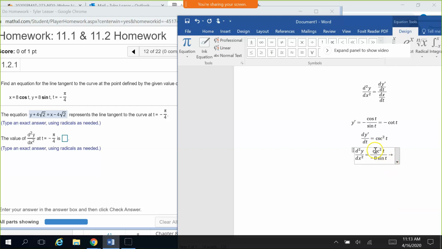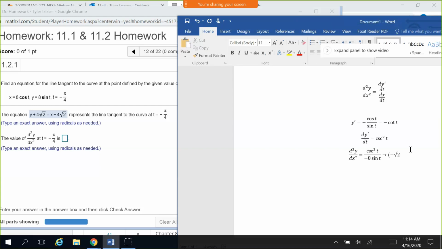So if we plug in negative pi over 4 into cosecant, it's normally root 2 over 2, but it's going to be that inverted or reciprocaled and squared. So let's see. It's going to be negative 2 over root 2, which is just root 2. But it's going to be that value squared. So that's in the numerator. That's going to be divided by the negative 8 times the negative square root 2 over 2 in the denominator.